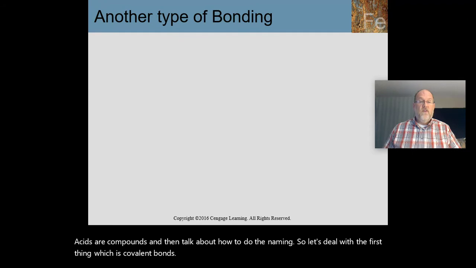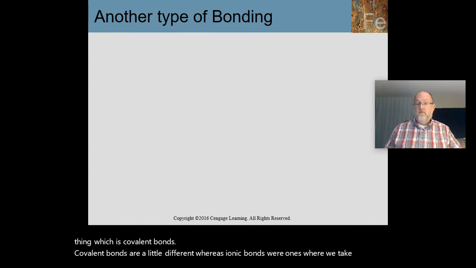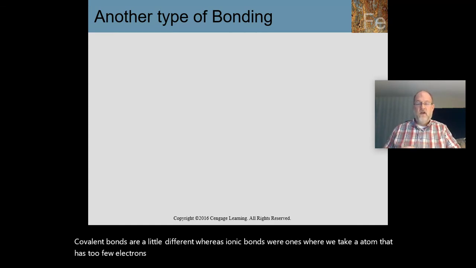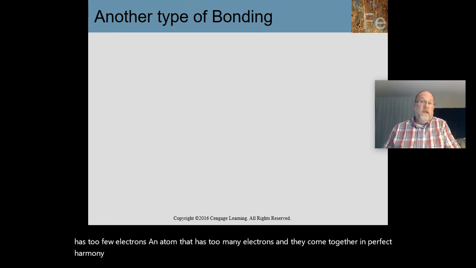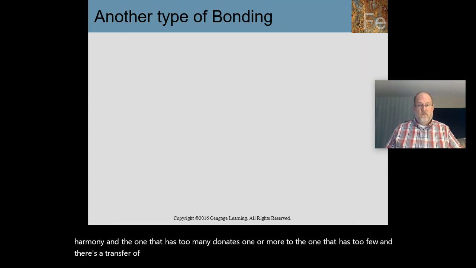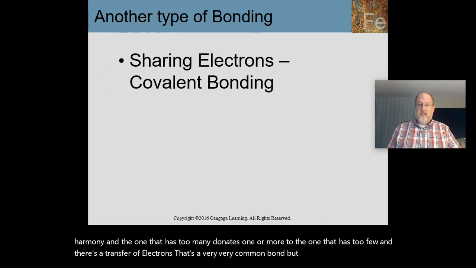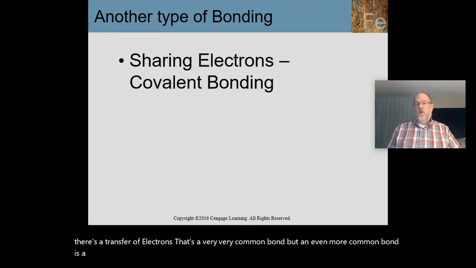Now, covalent bonds are a little different, whereas ionic bonds were ones where we take an atom that has too few electrons and an atom that has too many electrons, and they come together in perfect harmony. The one that has too many donates one or more to the one that has too few, and there's a transfer of electrons. That's a very, very common bond. But an even more common bond is a covalent bond. A covalent bond is one where the electrons are shared.